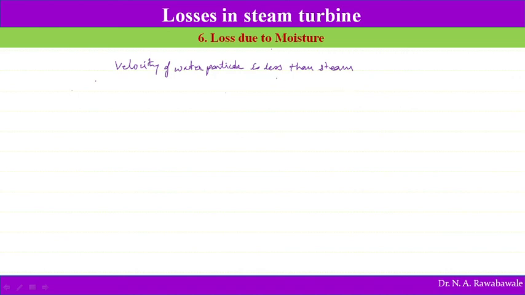lost. So, these water particles which are in suspension have to be taken along with the steam, and some sort of energy is consumed by these water particles to move along with the steam. So that is the loss of energy to carry out these water particles which are in suspension and which formed because of expansion of steam. The steam becomes wet and these water particles are going to be with the steam, and those water particles have to be carried out.